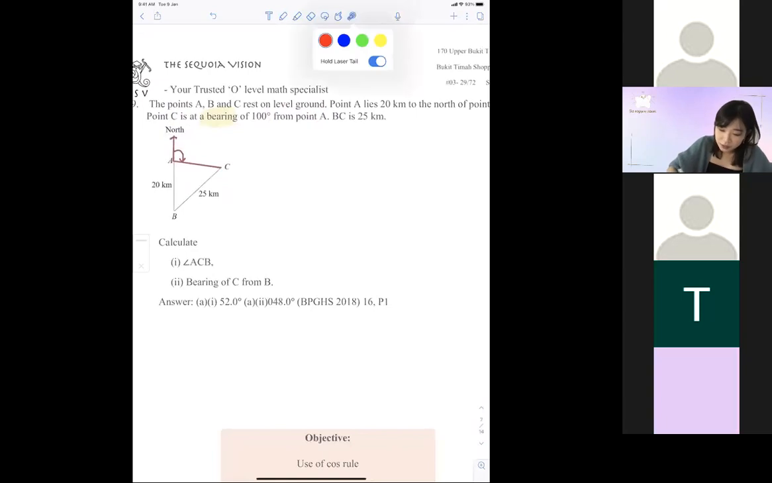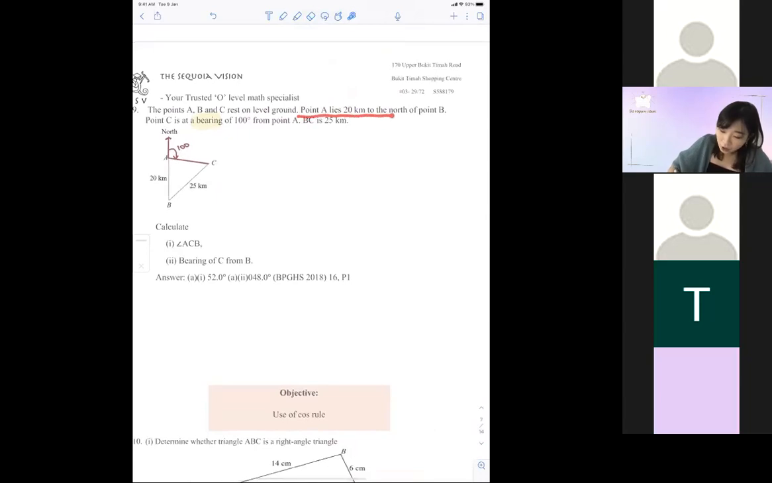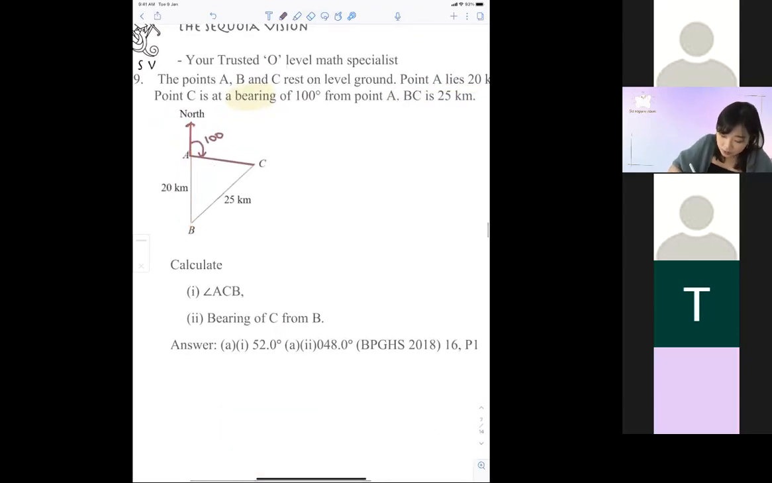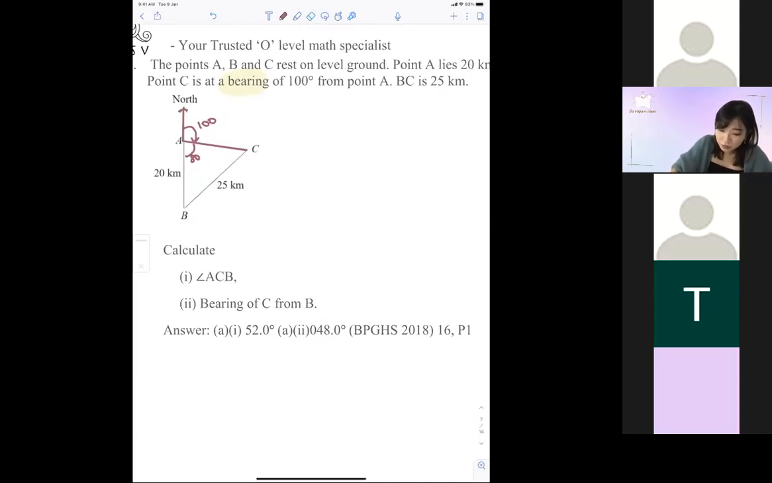Now, first, they say that this is 100. And you know that A is lying at the north of point B. That means this whole thing is a straight line, so this is 80, since the straight line gives 180. Then they ask me to find angle ACB. This angle is in a triangle. Is this a right-angle triangle? No. So we can use the sine rule. You have the opposite, you have the opposite. Out of the 4 values, only 1 is unknown, so we can use the sine rule again.